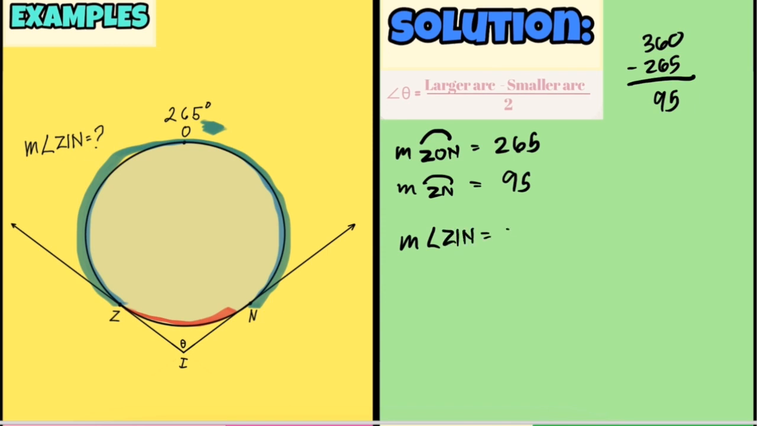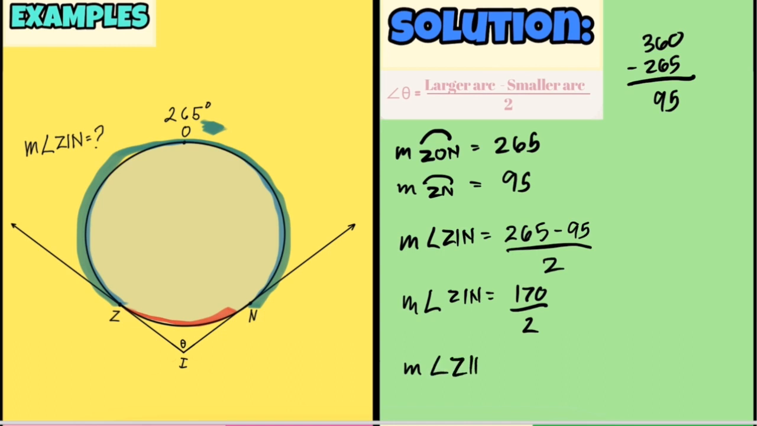Larger arc is 265 minus 95 divided by 2. The measurement of angle ZIN will be equal to, what will this be? 170 divided by 2. The measurement of angle ZIN is therefore equal to, wait, I have to be careful here. It's 85, I think. Yeah. Is it 85? Yeah, it's 85.